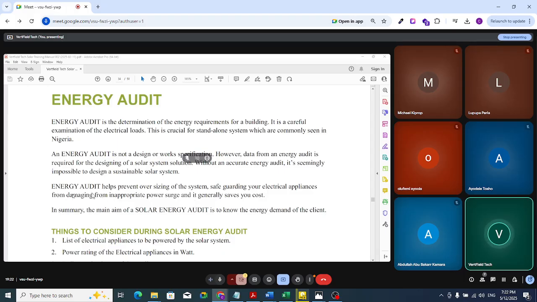Now, on the top paragraph, you will see a very interesting statement there. It says energy audit helps you prevent oversizing of the solar system. That is one. Two, it helps you to safeguard your electrical appliances. That is two. Three, it generally saves you cost.